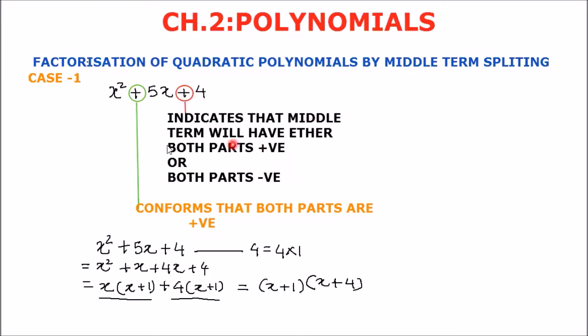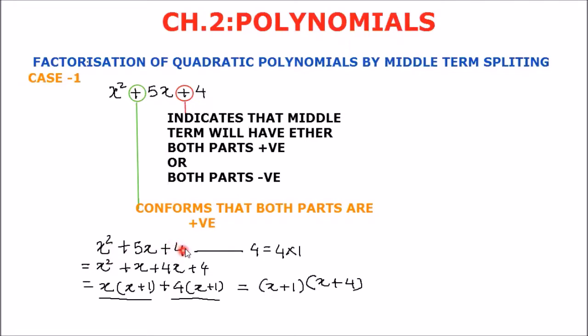Now you will concentrate upon this. If this sign is positive, that confirms that both the factors are positive. When this gets confirmed in your mind, then start factorizing. So let's start with the factorization of this polynomial, rewrite it.